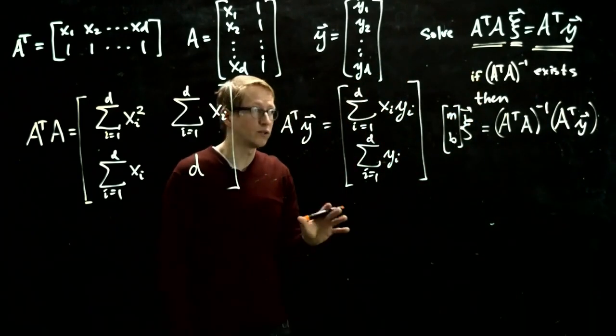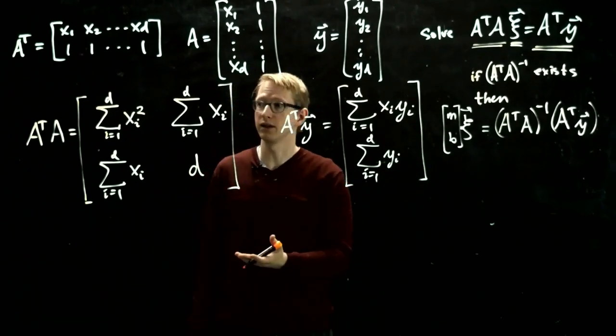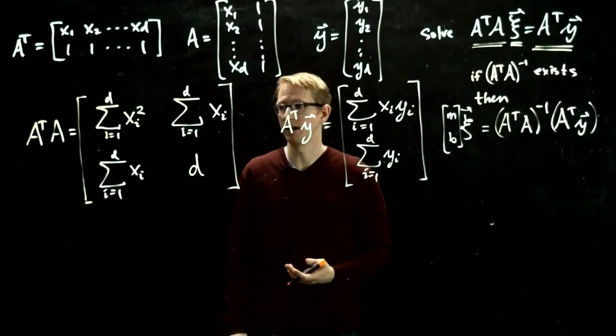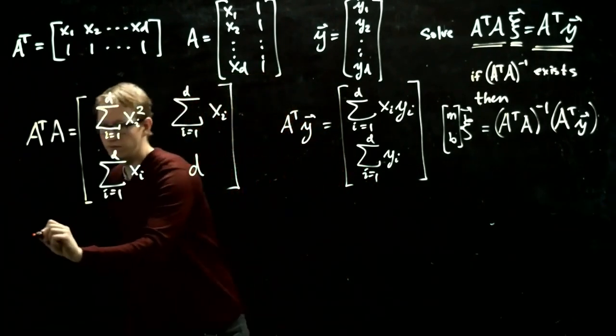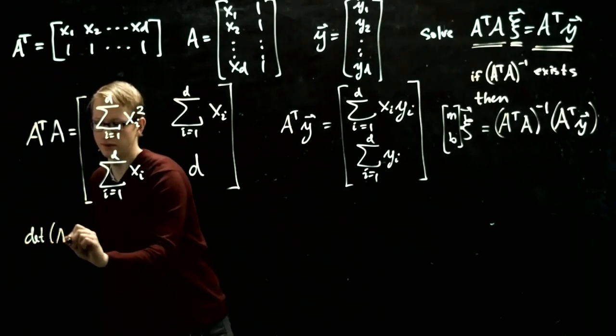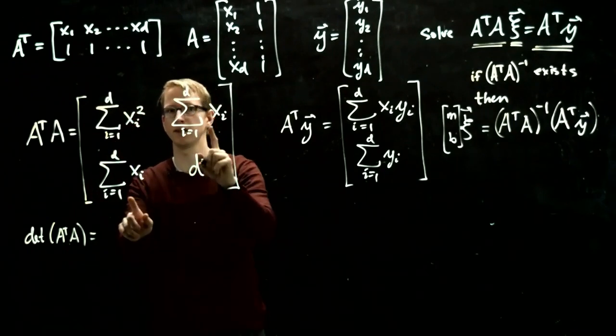So, in terms of the setup, it's relatively straightforward. Maybe calculating this actual inverse might be a little bit of a challenge because of the arbitrariness, the generality that we're doing this in. So first, let's compute the determinant of this matrix. And that's just this times this minus this times this.